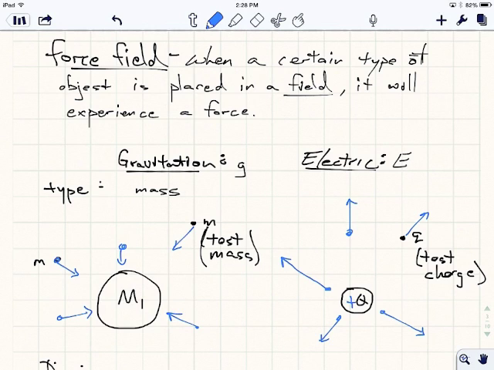However, if our central charge were negative, then the only thing we'd have to do with these arrows would be to face them inward, since the test charge is always going to be considered a positive charge. Okay, this one is always positive for that test charge.